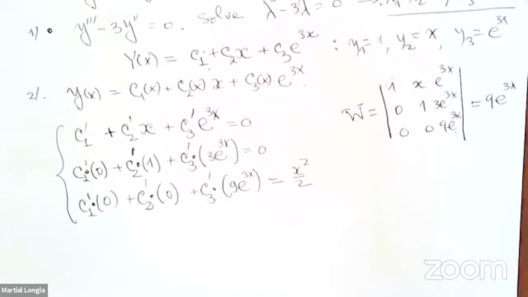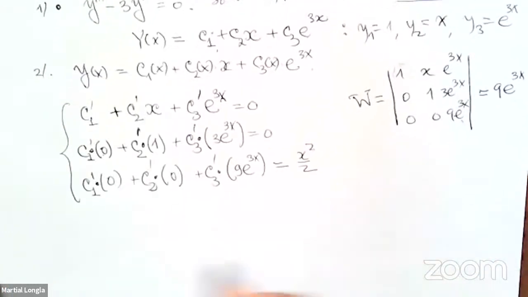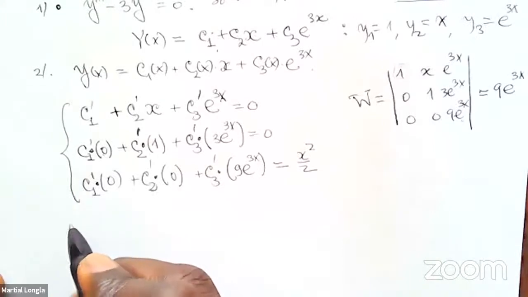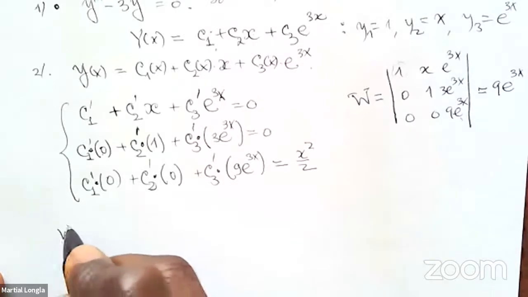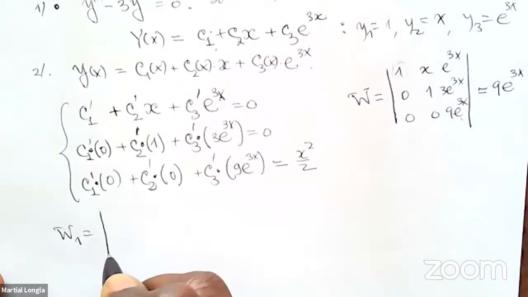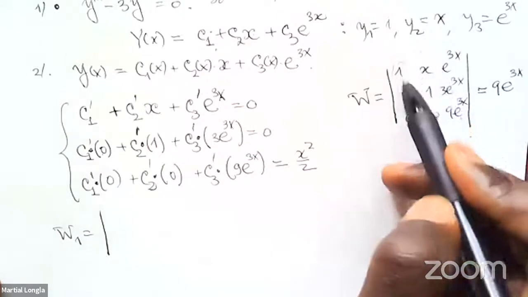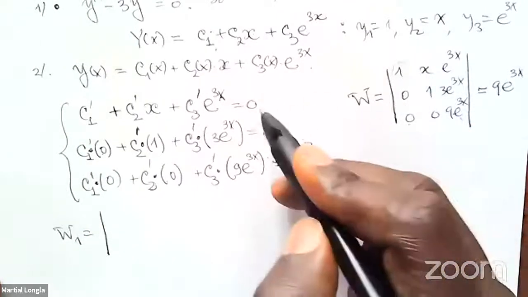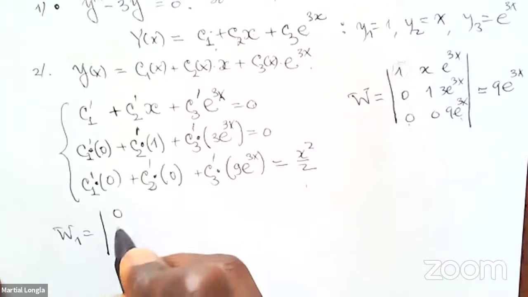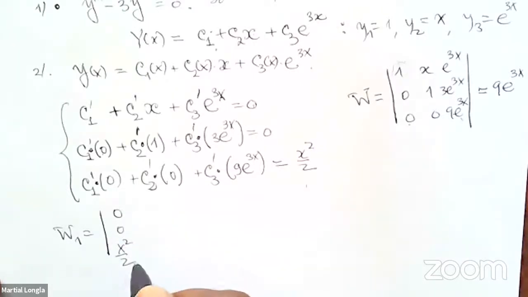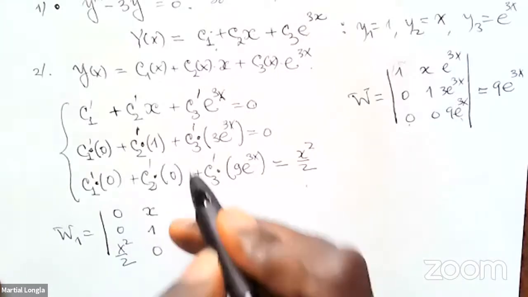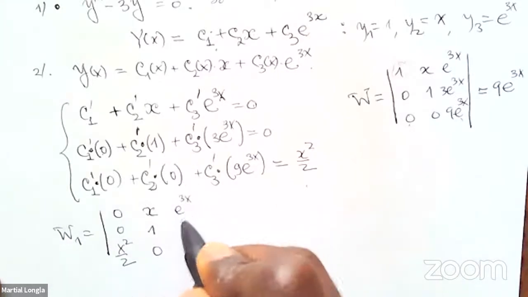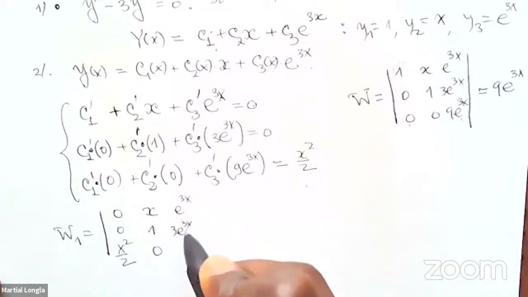So you got your W, and then from there, you can find W1. So W1, let's do that here, is, I said for W1, replace the first column by the right-hand side of the equation, that's 0, 0, x squared over 2. And keep the rest as is: x, 1, 0, e to the 3x, 3 e to the 3x, 9 e to the 3x.